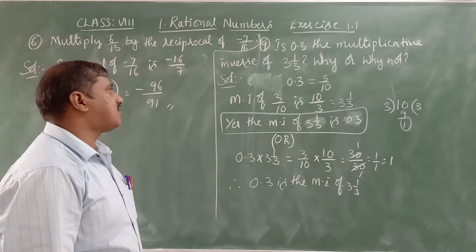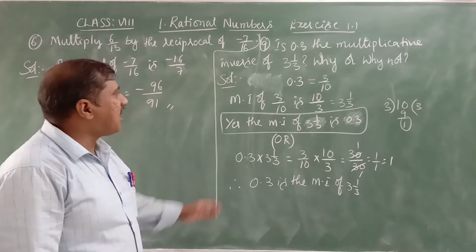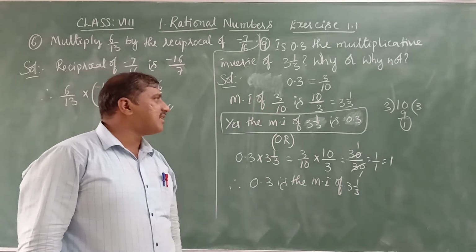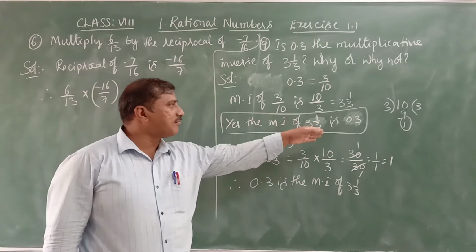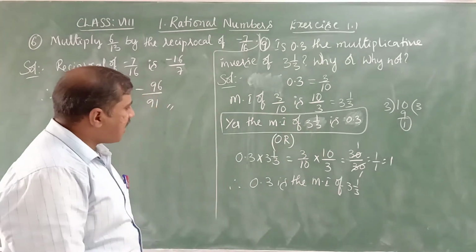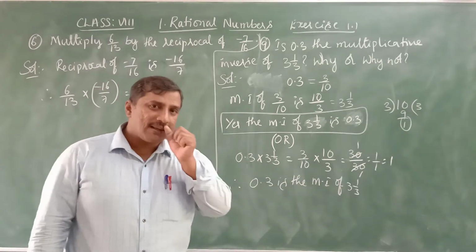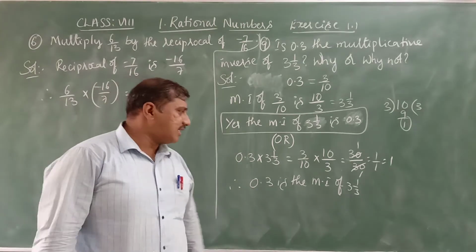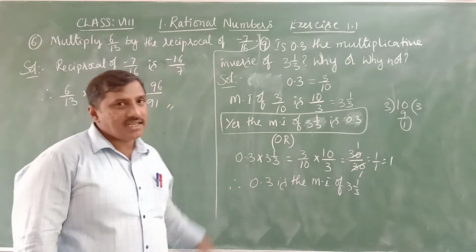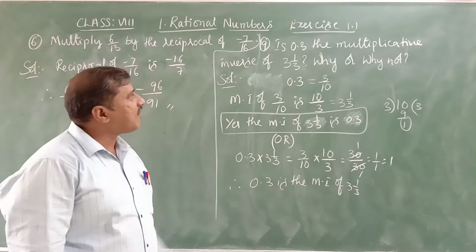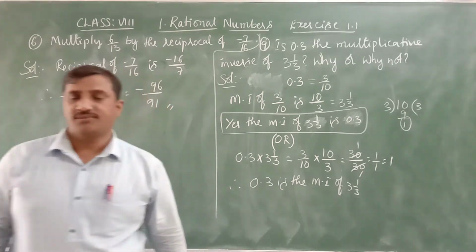Why or why not? Yes, you can write 0.3 as 3 by 10, and the multiplicative inverse of 3 by 10 is 10 by 3. That is 3 1/3. Therefore, yes, the multiplicative inverse of 3 1/3 is 0.3. The other way, you can also do 0.3 into 3 1/3. That is the product, we got 1. Hence 0.3 is the multiplicative inverse of 3 1/3. Have you understood this, how we have verified whether it is a multiplicative inverse or not? Clear?